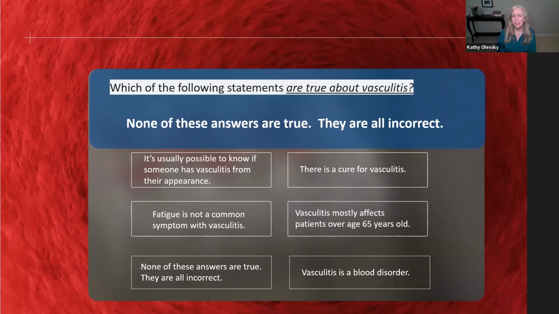I know it is not technically a blood disorder, but there was a celebrity, in an interview, who said that he had a blood disorder when he actually had vasculitis. So that's just another one that's a little confusing for patients.